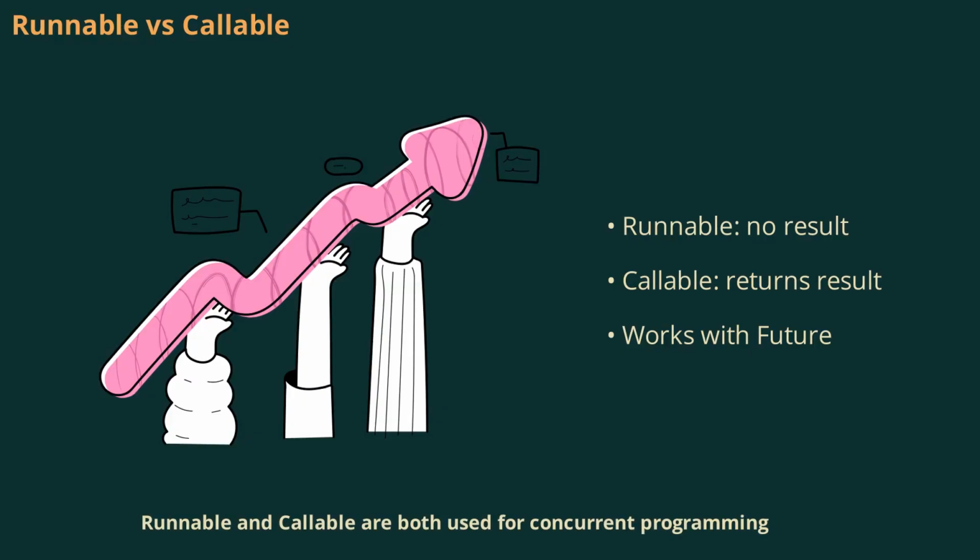Runnable and Callable are both used for concurrent programming, but they have key differences. Runnable does not return a result and cannot throw checked exceptions, while Callable returns a result and can throw checked exceptions. Callable works with Future, allowing you to retrieve results asynchronously.